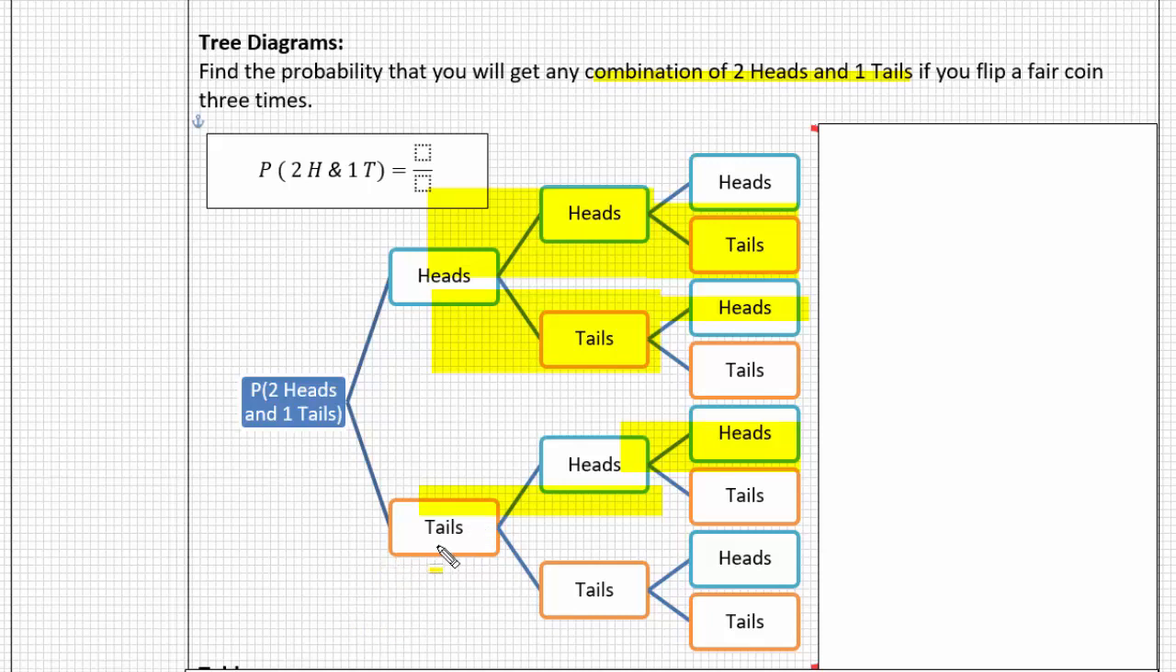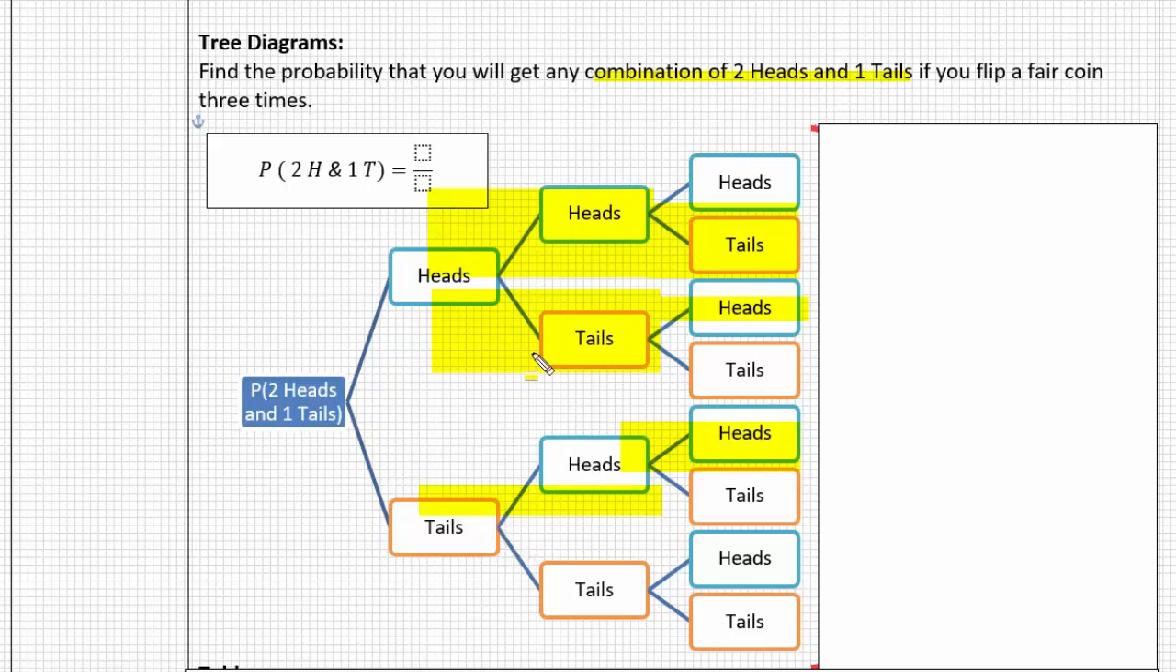These other combinations don't work. Tails, tails, tails doesn't meet the criteria. Tails, tails, heads is the opposite of what we're looking for. And tails, heads, tails is also the opposite. That's 2 tails and 1 head. So it looks like there's 1, 2, 3 favorable outcomes.